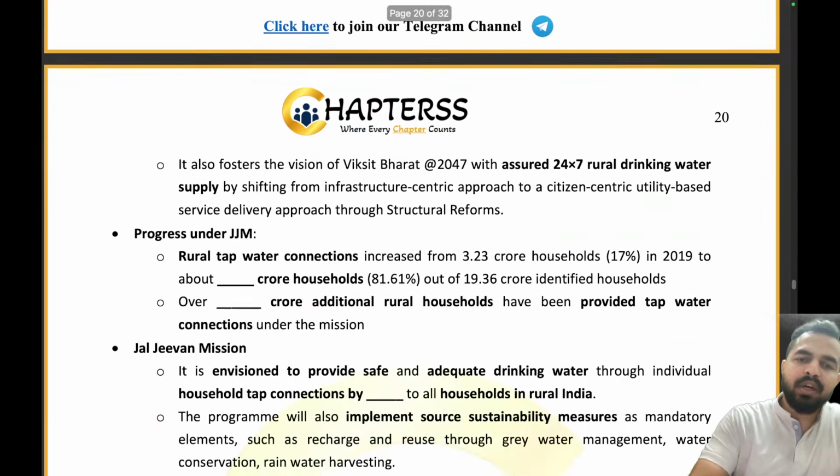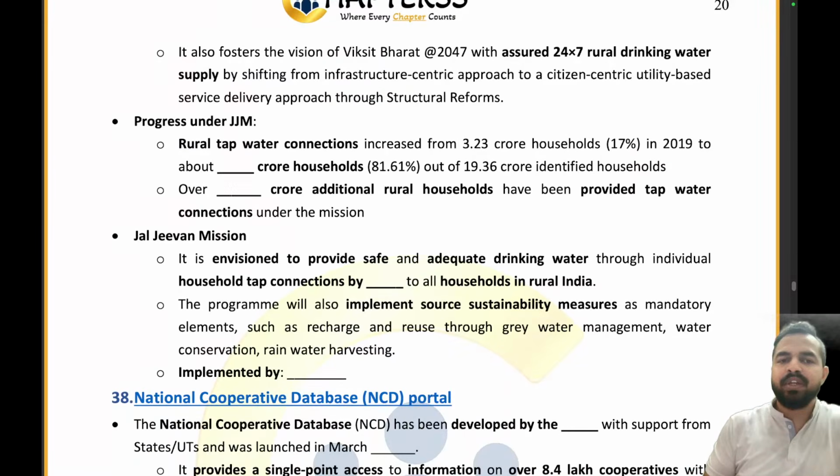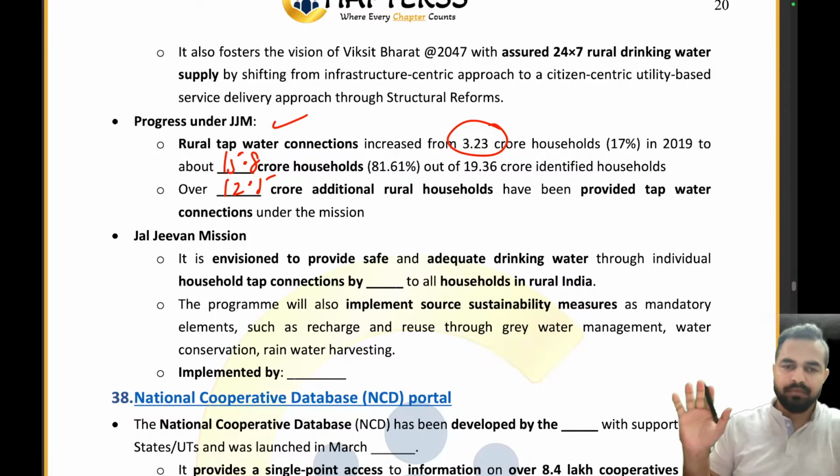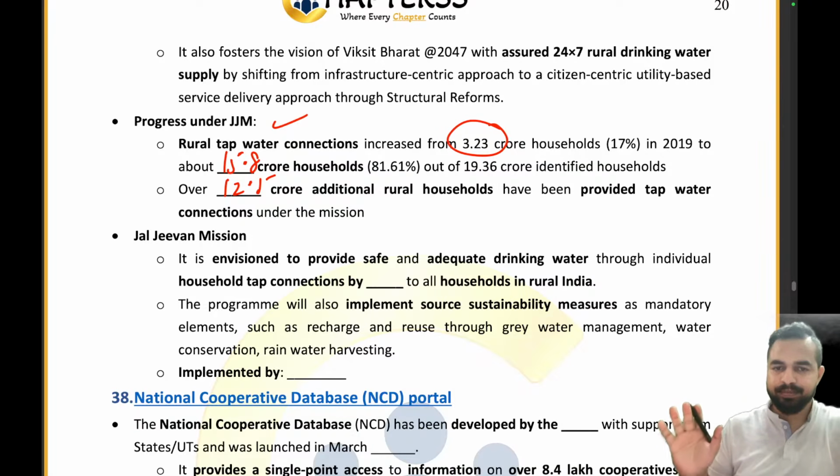And what is the achievement that we have seen under the Jal Jeevan Mission? The target was 3.23 crore. We achieved 15.8 crore households, and that was an additional 12.5 crore rural households. Clear, my dear friends?